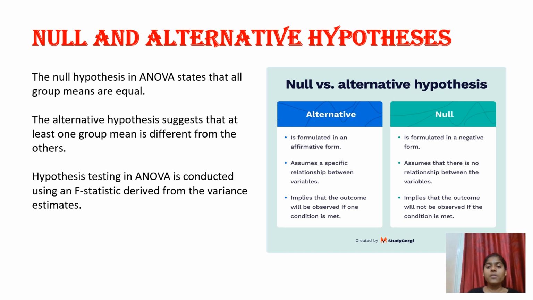The difference between alternative hypothesis and null hypothesis. Alternative hypothesis is formulated in an affirmative form, whereas null hypothesis is in a negative form. The alternative hypothesis assumes a specific relationship between variables, while the null hypothesis assumes that there is no relationship between the variables. The alternative implies that the outcome will be observed if one condition is met, while the null implies that the outcome will not be observed if the condition is met.